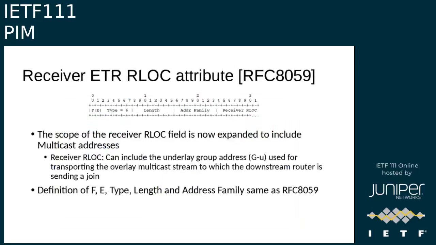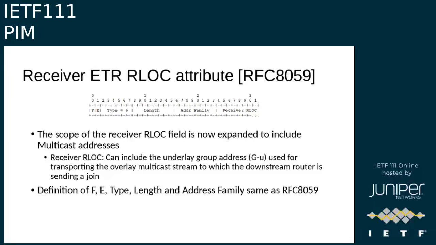So 8059 is defining this RLOC attribute, and in 8059 it says receiver RLOC. As I said, that's the destination address that you want to encapsulate to when you do unicast in the core. So what is specified in this draft is basically saying that you can reuse this receiver RLOC attribute to specify a multicast group address.